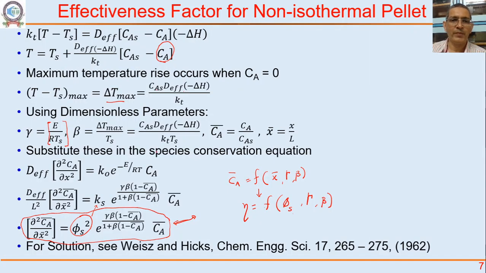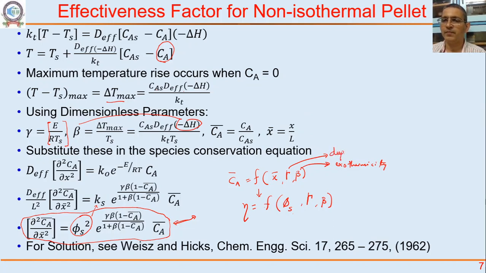What does beta tell you? Exothermicity. Beta is telling you exothermicity. And gamma is telling you how sensitive the reaction is to temperature. Beta is an indication of exothermicity. The higher the exothermicity, the higher the value of beta. The stronger the temperature dependence of the reaction rate, the higher the value of gamma. It is the influence of temperature on the rate. If it is strongly influenced, gamma is high, energy of activation is high.